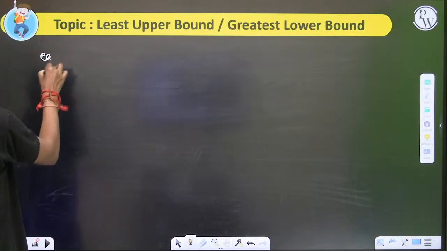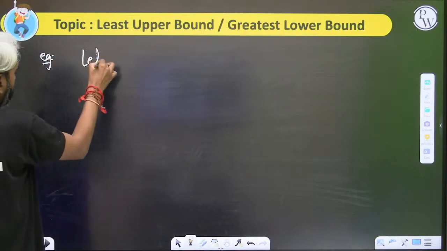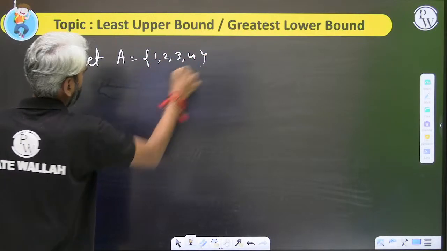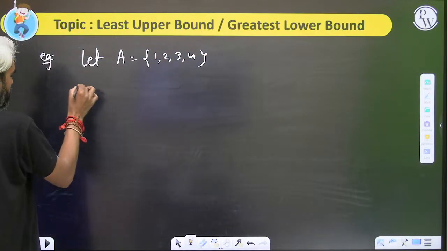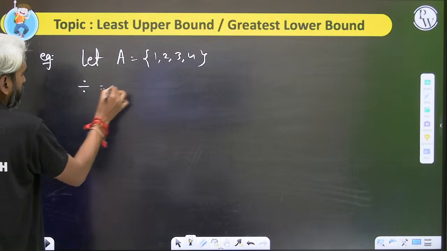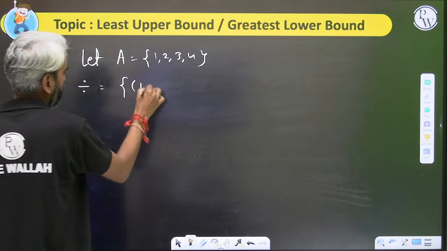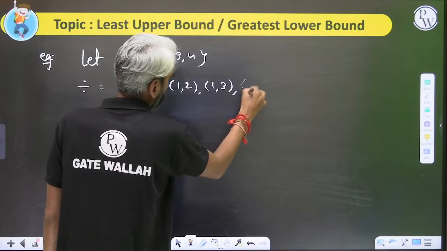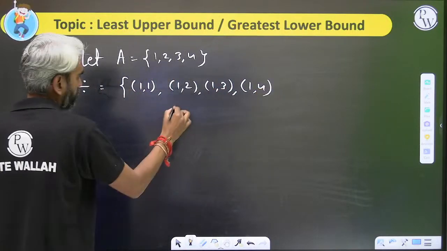So let's take an example. Take the set 1, 2, 3, 4. Let's assume the relation is divides. What will be the ordered pairs of divides? 1 divides 1, 1 divides 2, 1 divides 4.